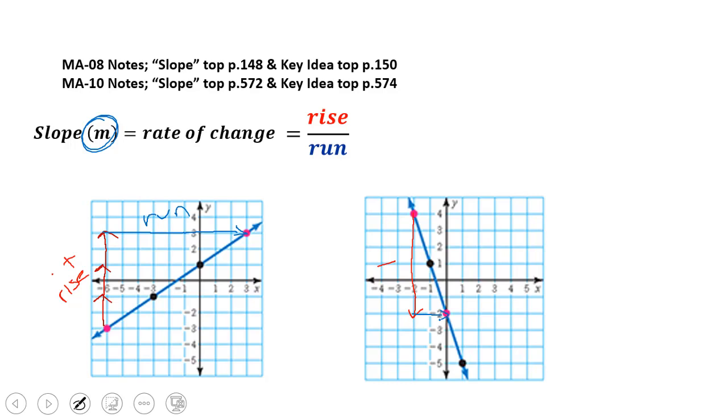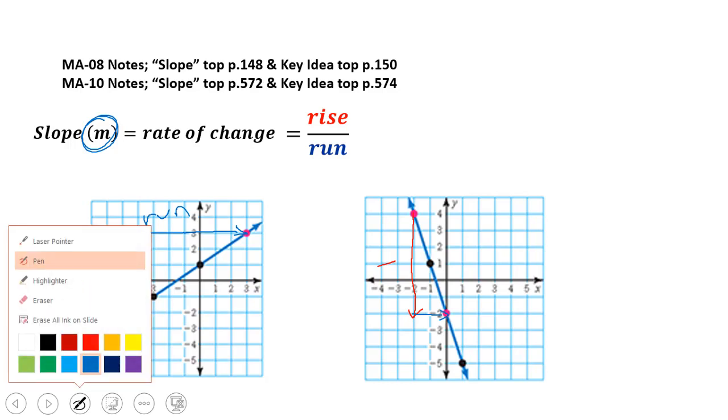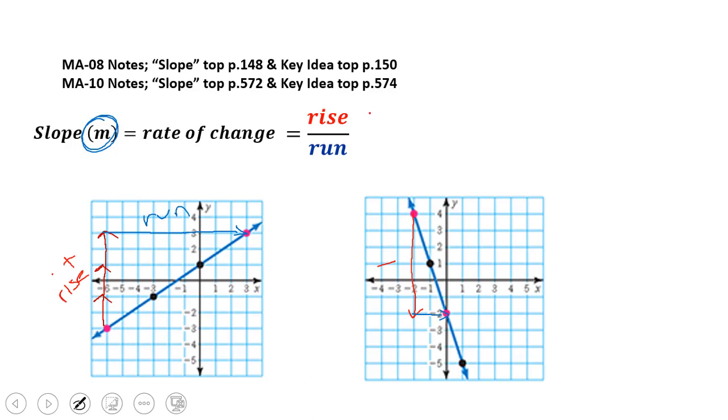So ladies and gentlemen, on our rise to run, it's very important to understand that our rise can be up or down because our rise is vertical. Our rise follows the y-axis. We are going up and down. It is vertical. We're going to call that the rise. And if we go up, we're going to call it positive. If we go down, we're going to call it negative. So up is positive, down is negative when we're talking rise.